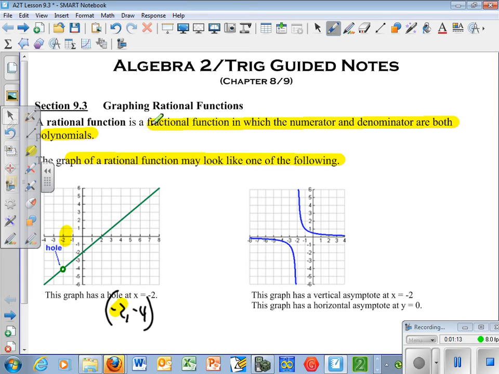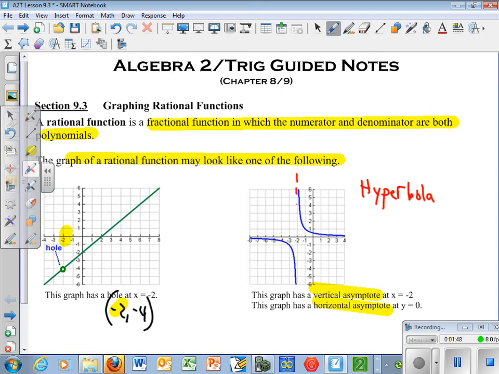Or you could have rational functions that look like the one on the right here, and we actually have what are called asymptotes occurring. We have vertical and we have horizontal, and we'll talk about what creates those and look at some examples as we go through the lesson. But if you notice, this graph is of two curves. It's actually called a hyperbola. So we can get a graph of a rational function to be a hyperbola.